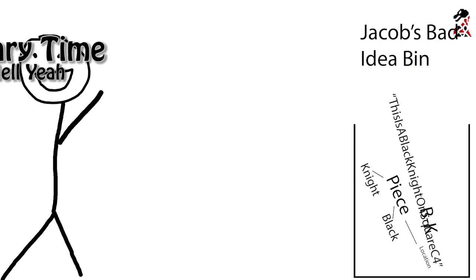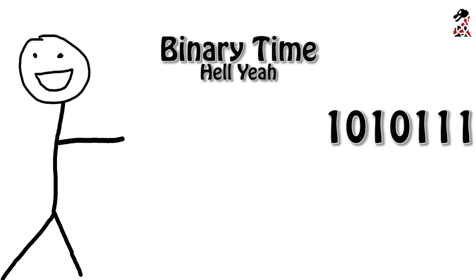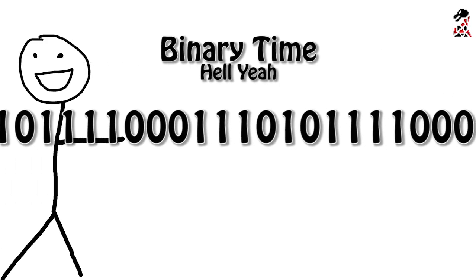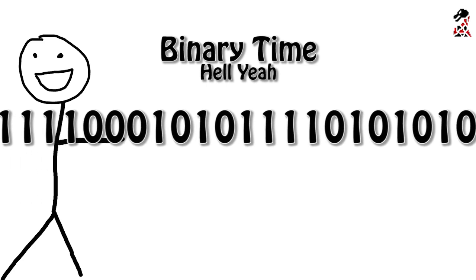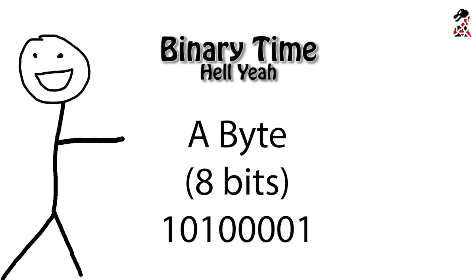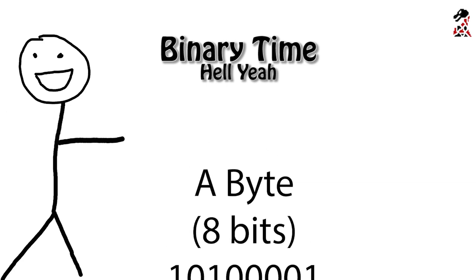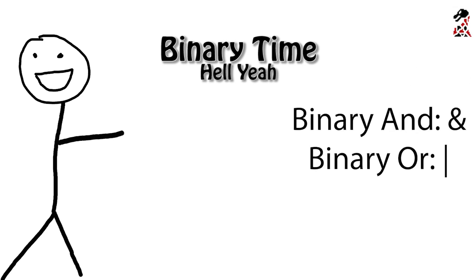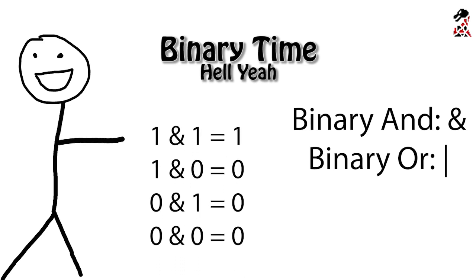So let's talk binary. Binary is just a bunch of bits that are either ones or zeros. If you put a string of these ones and zeros together, you get a byte, which is 8 bits. We can do operations on these bytes such as ands or ors. A binary and is just an ampersand, and a binary or is just a pipe, or this straight line. For the and operation, we compare 2 bits, and if they're both 1, then the result is a 1. Otherwise, the result is a 0.